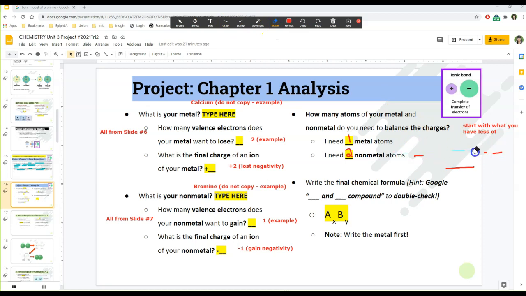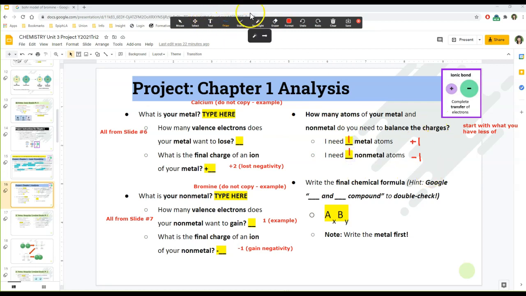All right, so let's say that you have a metal that has a charge of +1 and a nonmetal that has a charge of -1. Well, in that case, they're already balanced, so you only need 1 atom of each, right? So in this instance, I would need 1 and 1, okay?